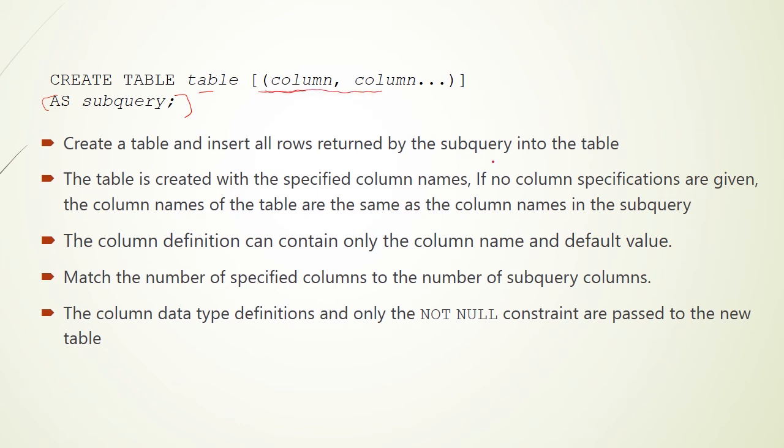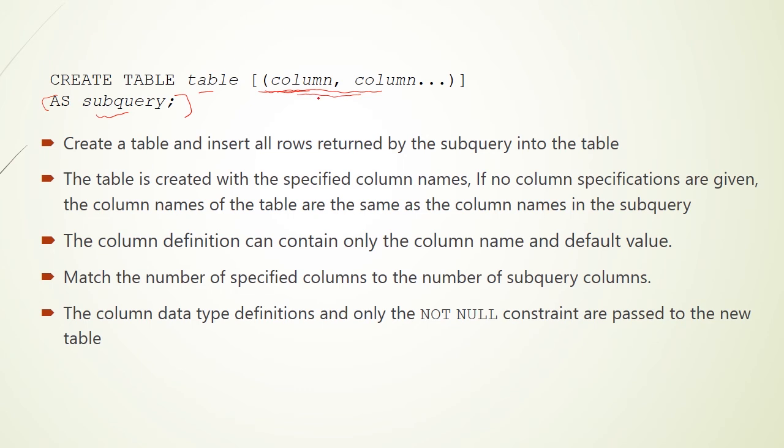If you don't specify columns here, the column names of the table are the same as the column names in the subquery. The column names of the table, if you don't specify a column list here, will be the same as the columns in the select statement specified here. The column definition can contain only the column name and the default value. If you specify a column list, you can specify only the column name and default value.